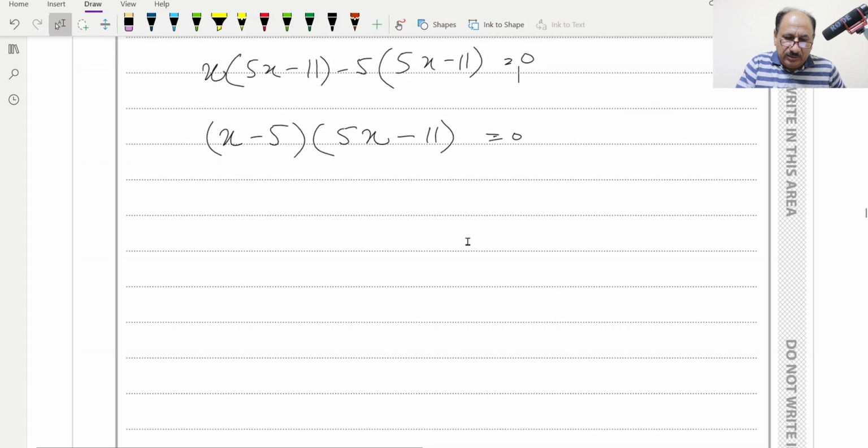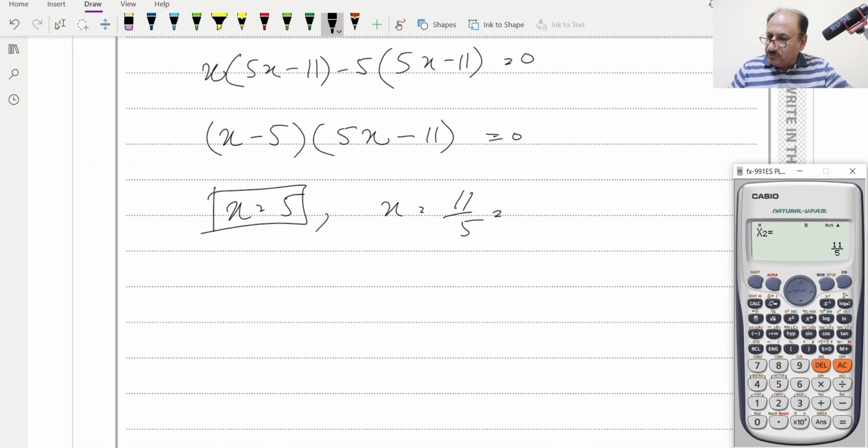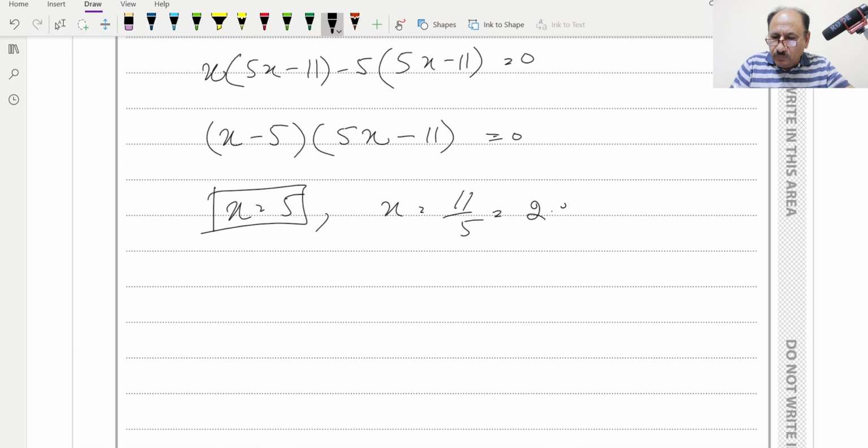Now we can write directly x is equal to 5 and x is equal to 11 over 5, and these will be the two values we can write, and 11 over 5 in decimal will be 2.2, so we can write x is equal to 2.2. This will be the other value which we have done.